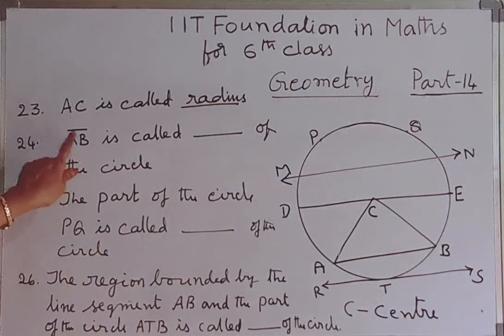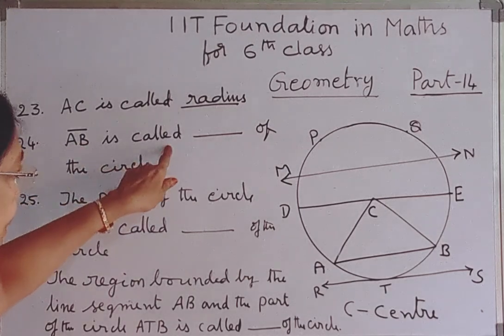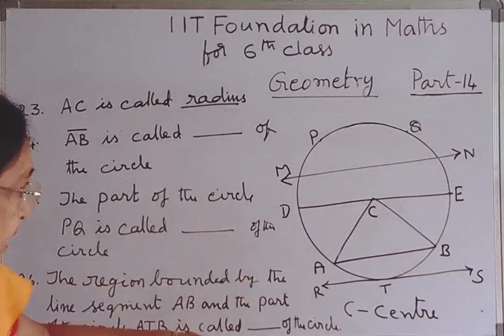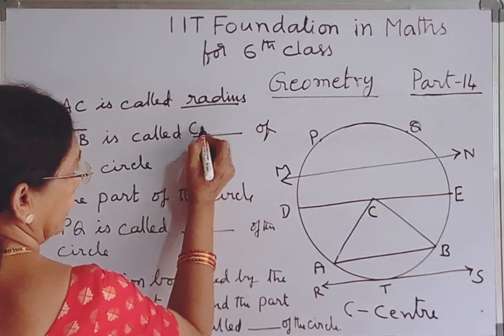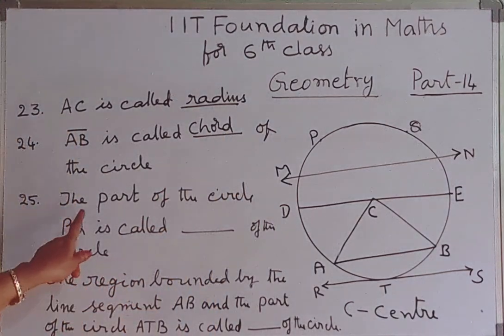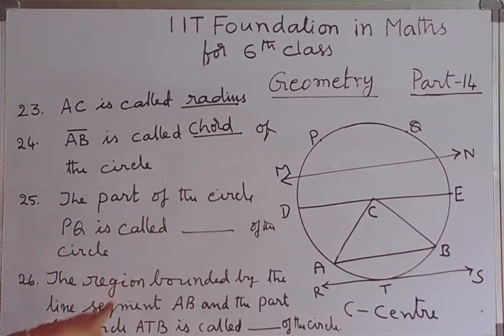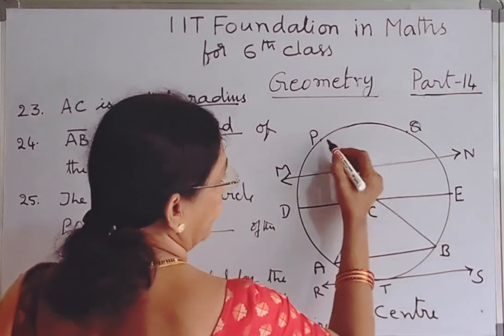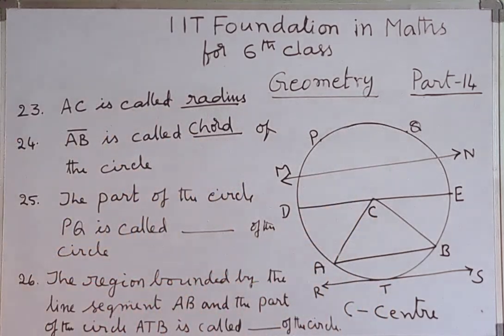Next, line segment AB. So, if we put a dash above AB, it is a line segment. Line segment AB is called dash of the circle. Here AB, line segment AB is called the chord, C-H-O-R-D, chord of the circle. Next, the part of the circle PQ is called dash of the circle. The part of the circle PQ, that is this portion of the circle, is called the arc of the circle.